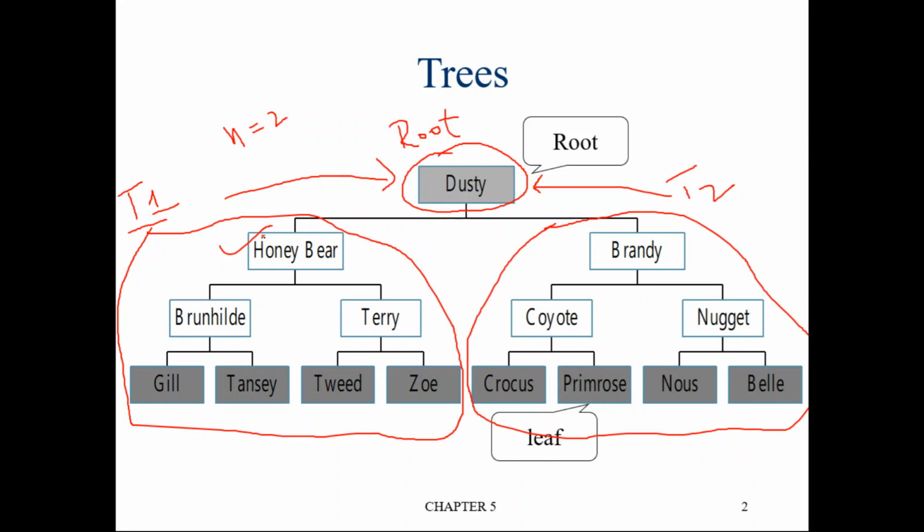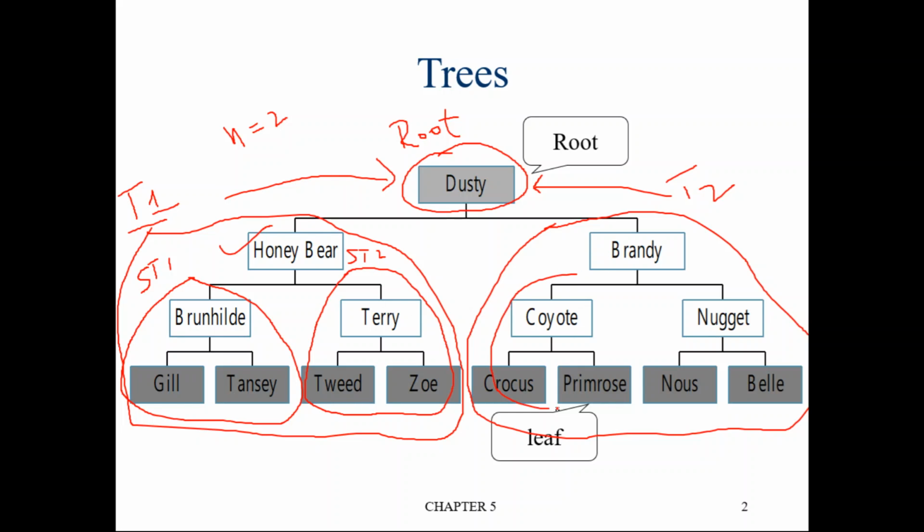If you take the subtree T1, it can again be divided into two subtrees. This is one subtree and this is another subtree. Again, this can be divided into two subtrees. You can call this ST1 and this ST2, subtree 1 and subtree 2. This is the left subtree of honeybeer and this is the right subtree of honeybeer.